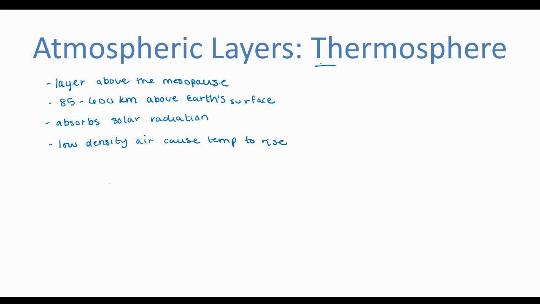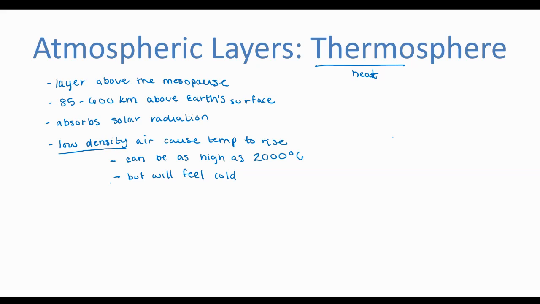And this is the thermosphere, which tells us something about it. The temperature is really high. The temperature can be as high as 2,000 degrees Celsius, but for us, it will feel cold because of the fact that there's a very low air density. So there's very, very few particles up there. So even though those particles are moving around a lot because they have crazy energy, which is why their temperature is so high, we won't feel that as heat because there's not enough of them.